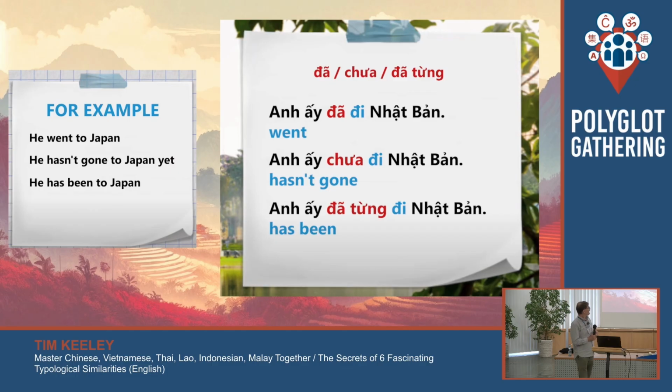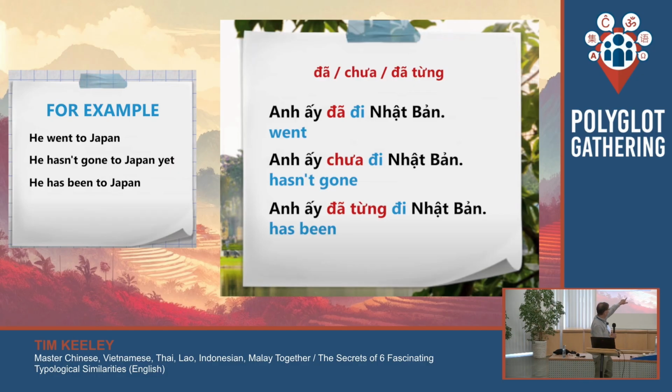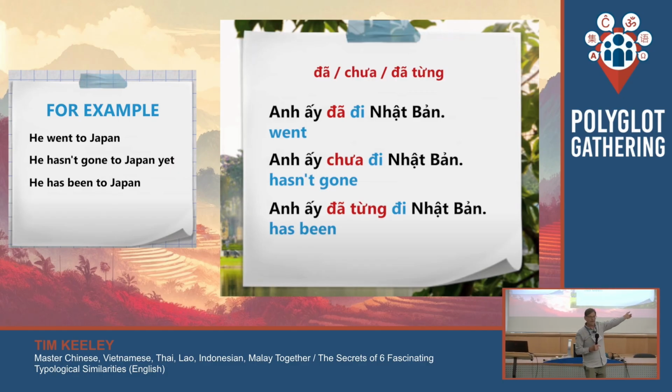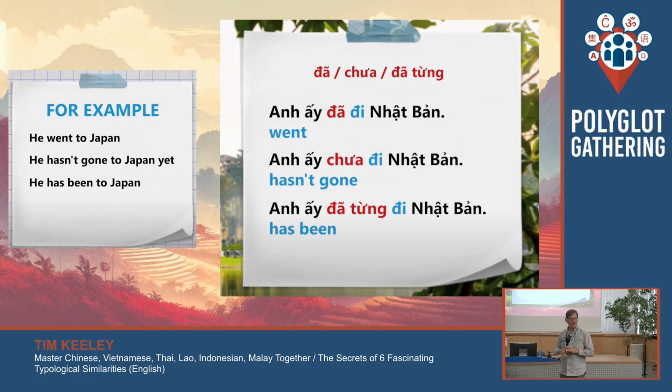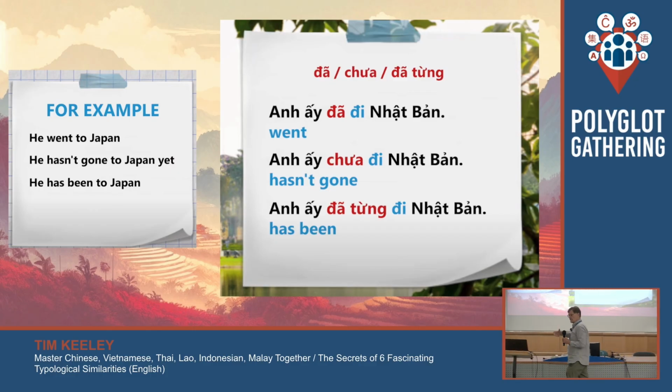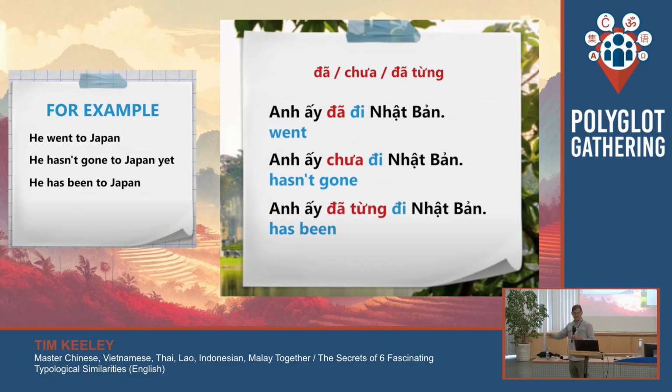And then Vietnamese has the same form. We're seeing it in every single one of these languages. They're going to use đã, chưa, đã từng. When you use the simple one, you see the first one there, đã is something completed, but đã từng makes it so I have been, in that kind of feeling. So you would say, anh ấy đã đi Nhật Bản. So he went to Japan. Anh ấy chưa, not yet. Chưa đi Nhật Bản, hasn't gone yet. And anh ấy đã từng đi Nhật Bản, so has been there.